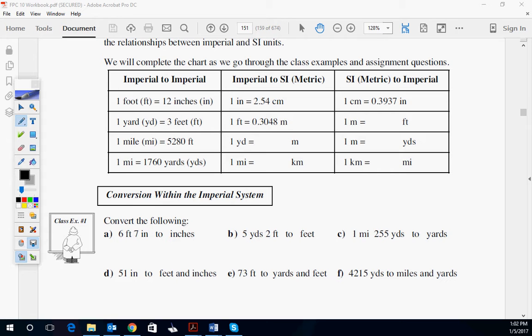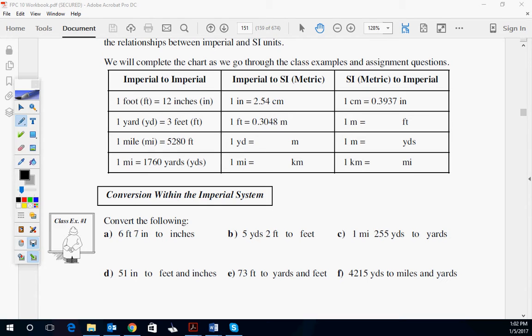Okay, so imperial to imperial. This is just straight across: 1 foot is 12 inches, 1 yard is 3 feet, 1 mile is 5,280 feet, and 1 mile is 1760 yards. You can see why the imperial system's not as friendly as metric, because none of those are in base 10. They're just conversions, so we can't just move the decimal. Then we fill out the rest of the chart.